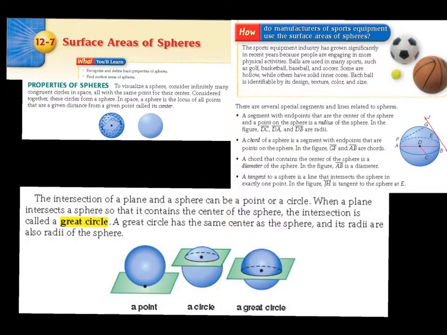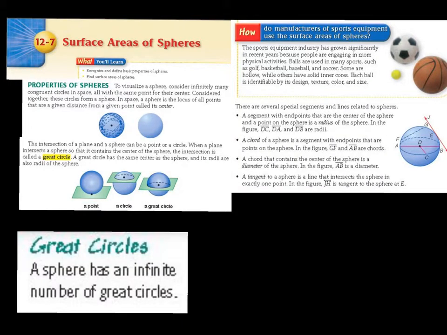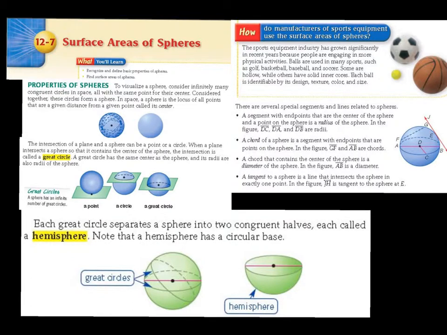When a plane intersects a sphere so that it contains the center of the sphere, the intersection is called a great circle. A great circle has the same center as the sphere, and its radii are also the radii of the sphere. So that would be the largest circle we could cut out as a cross-section of the sphere. And of course, a sphere has an infinite number of great circles that can be cut out of it. Each great circle separates a sphere into two congruent halves, each called a hemisphere. Note that a hemisphere has a circular base.